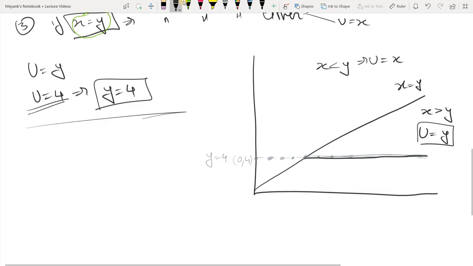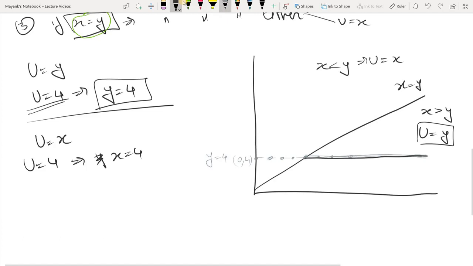Okay. On the left hand side you have utility equals x. So let's say you want to plot the utility equals 4 line here. That would mean x equals 4. So let me draw the x equals 4 line. It would now be a line like this, and so on. Okay. So this is your 4 comma 0, 4 comma 1, 4 comma 2, 4 comma 3, 4 comma 4, and then you have this solid line, because the utility function behaves like this only in this region. So this is your utility equals 4 indifference curve.